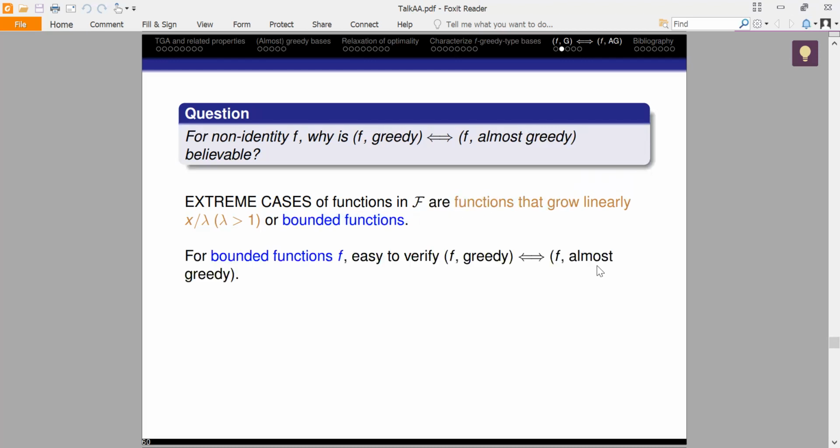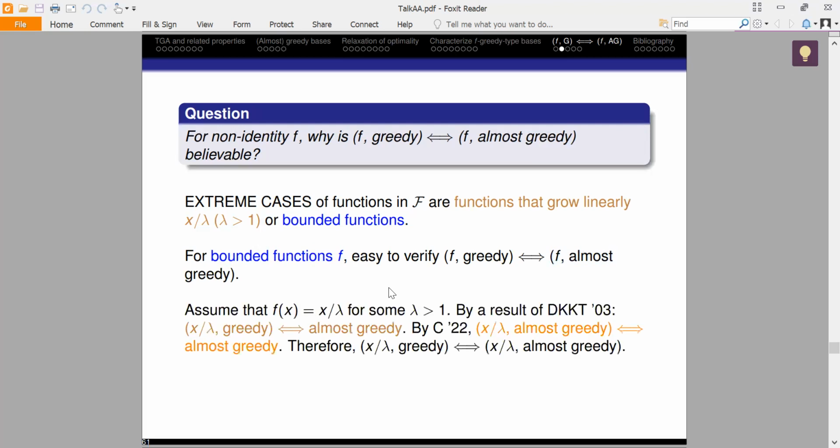Well, for bounded functions F, it is easy to see that they are equivalent. In fact, F with D is equivalent to F almost with D, and is equivalent to quasi with D. That is for bounded functions. For linearly growing functions, we have the following. I would like to recall a result by DKKT. They proved that X over lambda with D is the same as almost with D. This is the result I showed you way at the beginning of the talk. They are equivalent.